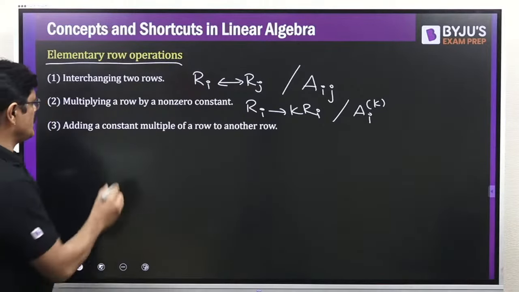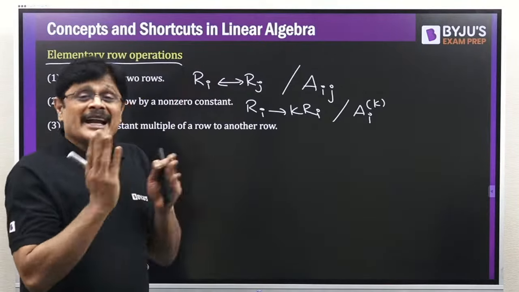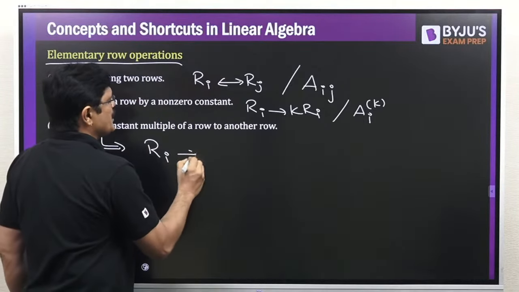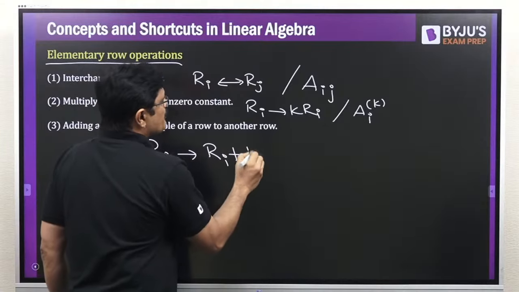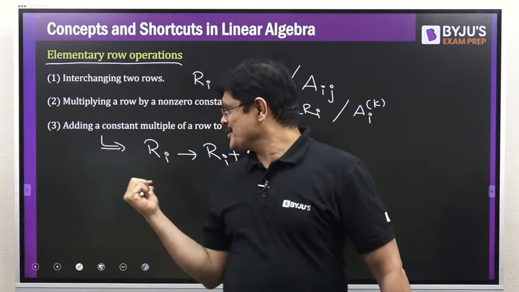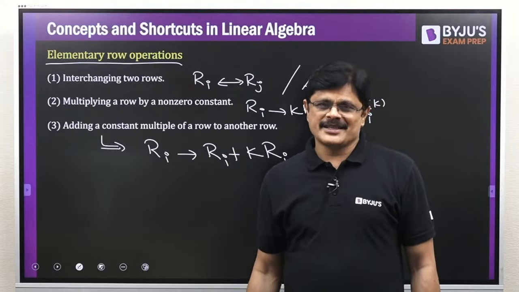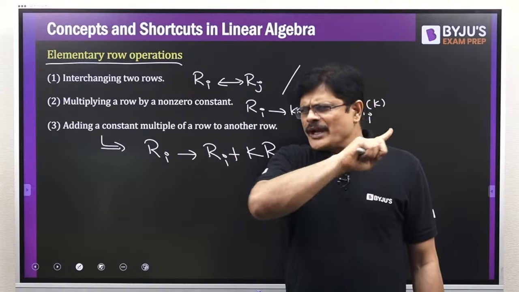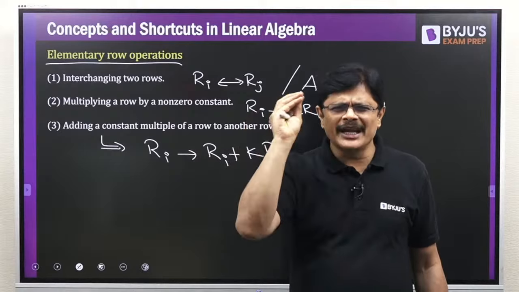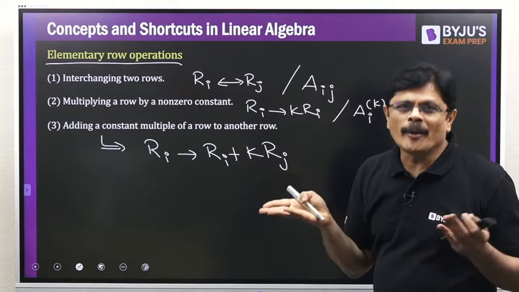And what about the third important row operation? Adding a constant multiple of another row to a given row. That is, if you have row i, a constant multiple of another row is added to it. These are three important row operations, my dear friends. In linear algebra, you don't do any calculus operations, no differentiation, no integration, only elementary algebra, addition, multiplication, and these row operations you do.